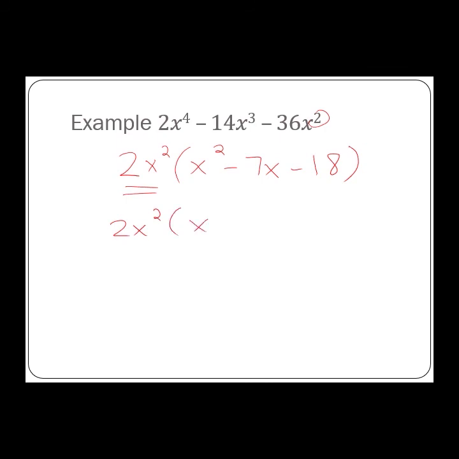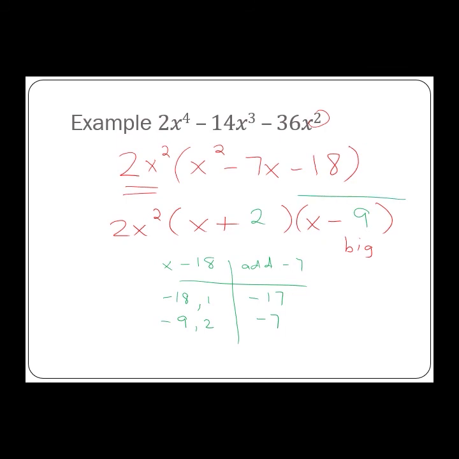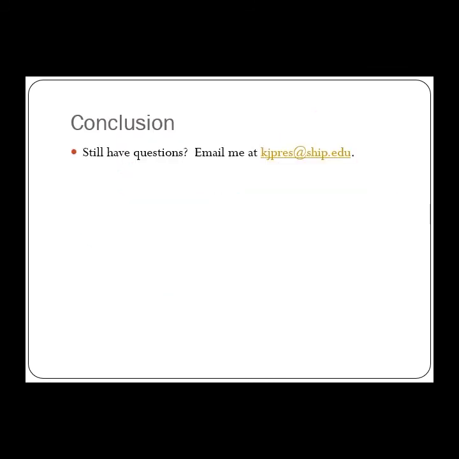The 18 is negative, so I have one of each. The 7 is negative, so I know my big number is going to go there. I'm looking for things that multiply to negative 18, but add to negative 7. So the bigger number has to be negative. So negative 18 and 1 gives us negative 17. 18 divided by 2 is 9. Negative 9 and 2, that's the one we're looking for. And so that's your GCF factor.